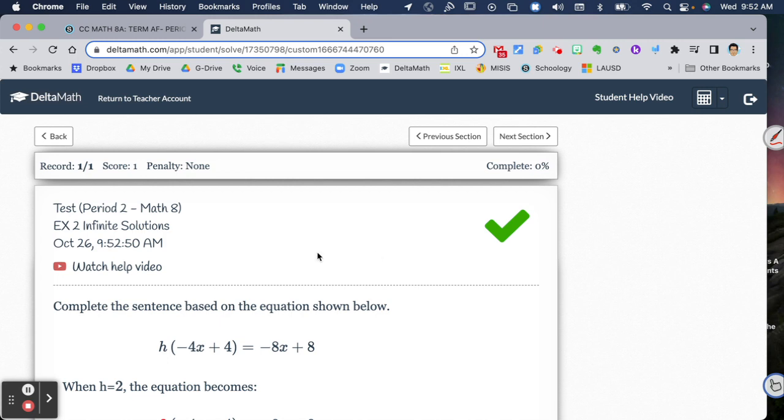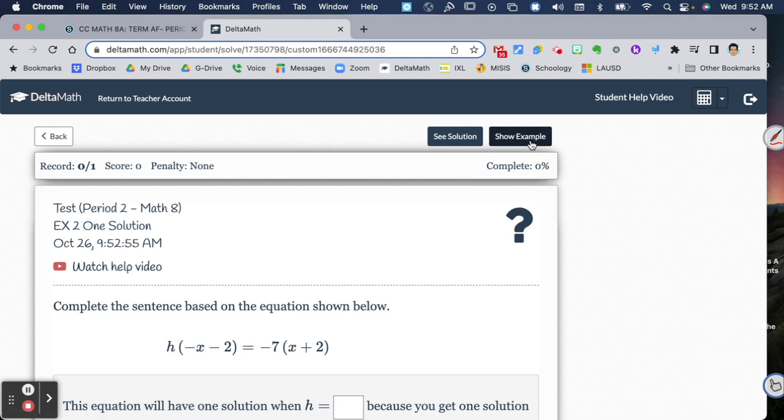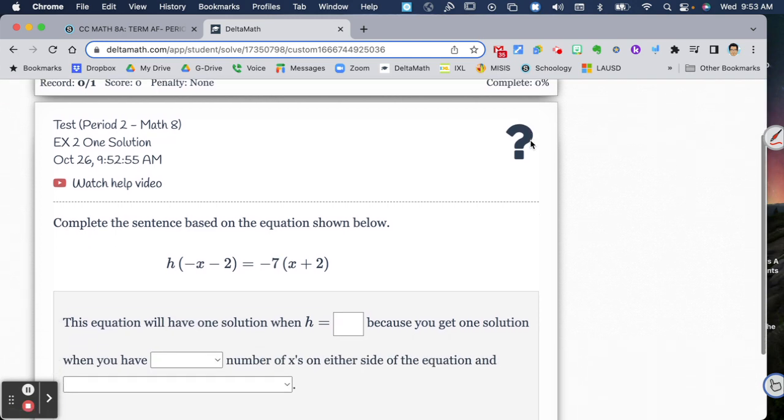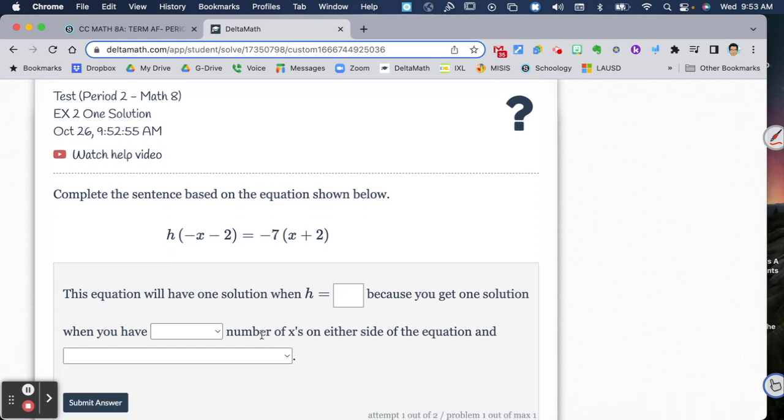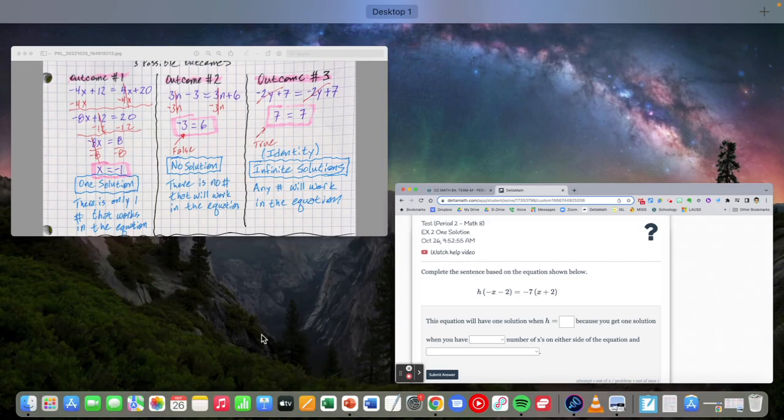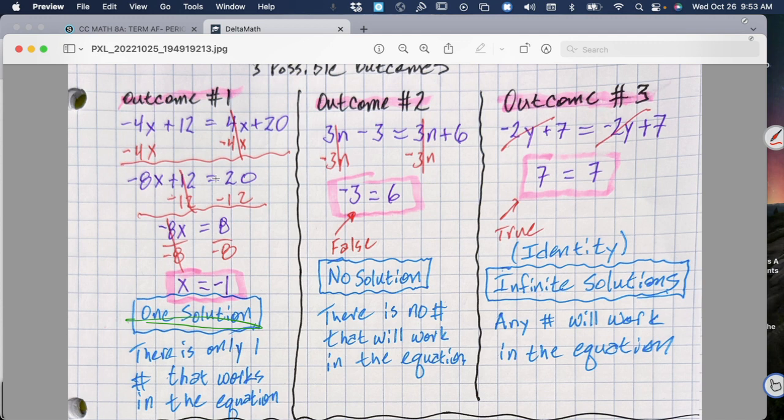Okay. Any questions? Moving on to level 2 question for one solution. This time we want one solution. Let's review again what we want to see for one solution, guys. One solution. What do my variables have to be? The same or different? Different. Okay. And the constants, it doesn't matter. They could be the same or different. So let's make that happen over here.